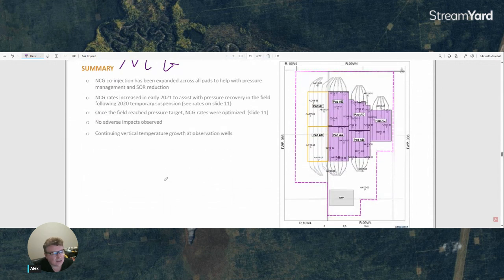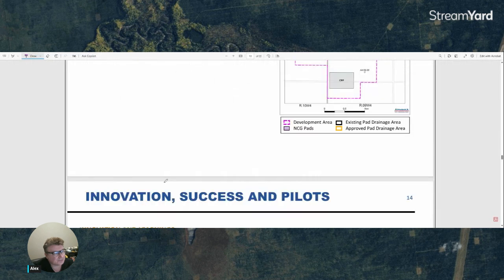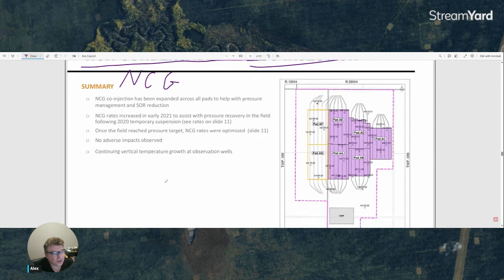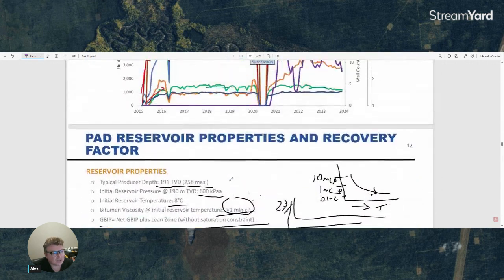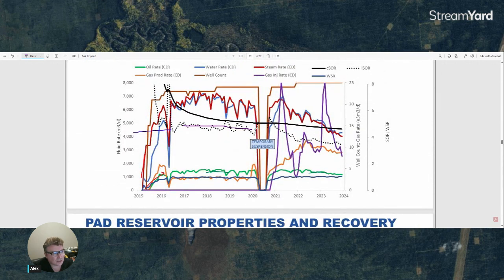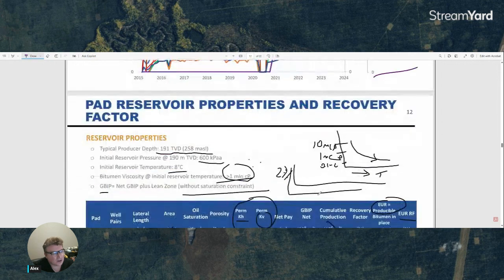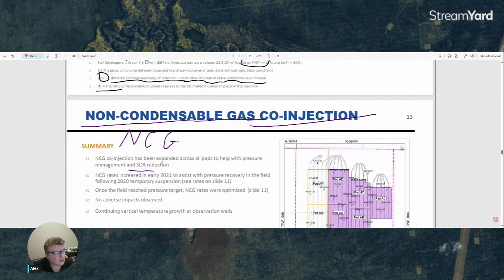So let's see how the company here communicates what they have done when it comes to NCG co-injection. NCG co-injection has been expanded across all pads to help with pressure management and SOR reduction. So let's see if they were successful. SOR reduction took place, right? So they were successful. And the bottom hole pressure, BHP, they don't report it in this slide, but their goal was to maintain it. So they say management, right?